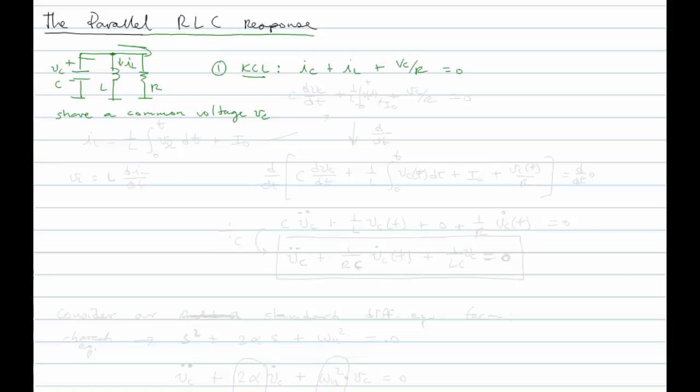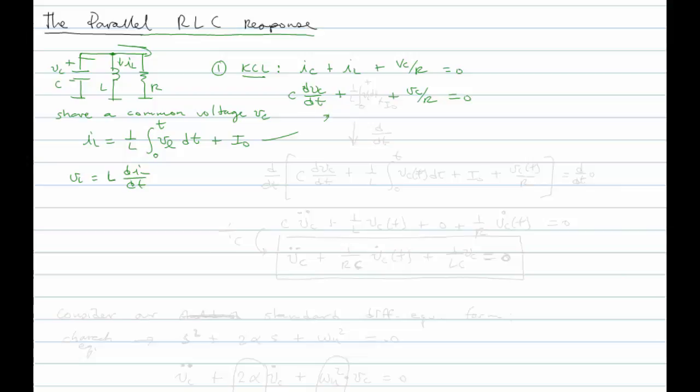We'll write for the capacitor C dVC dt, plus IL. Now I need to figure out what we're going to write for that. I'll leave that blank for a moment. We know that IL is equal to 1 over L, the integral of the voltage across the inductor from time 0 to time t, plus some initial current. All right, that's just a restatement of VL is equal to L dIL dt. That's the integral form of it.